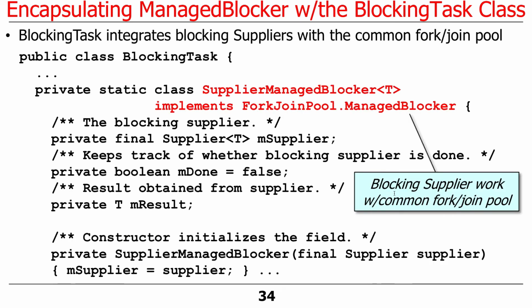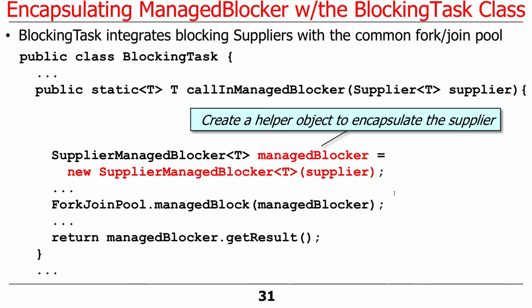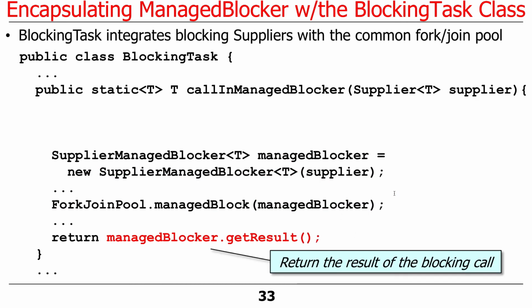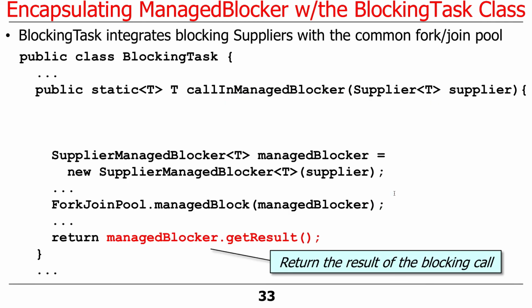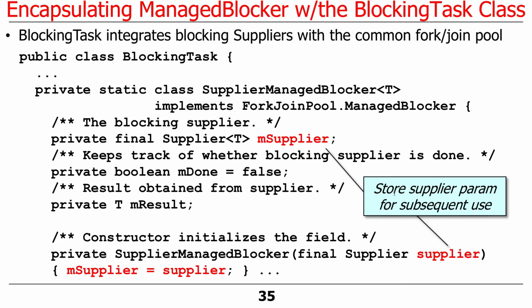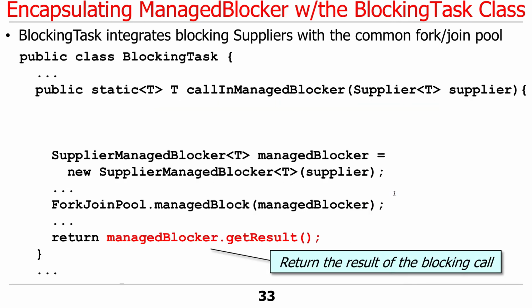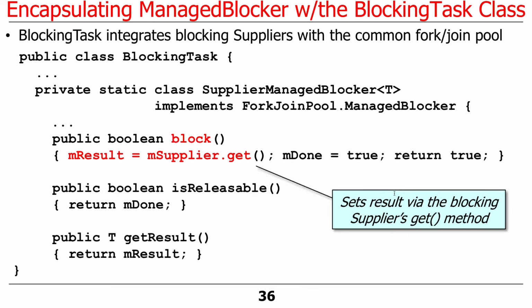Let's take a look at what is happening under the hood. SupplierManagedBlocker, which is this helper class we looked at here. This is the one that's the encapsulation class. This implements ForkJoinPool.ManagedBlocker. So this thing can be called here to pass the ManagedBlocker in. And it's got a bunch of little fields. It keeps track of the supplier, keeps track of whether it's done, keeps track of the result, and so on and so forth. And what it'll do is it'll take the supplier that was passed in over here, and it'll stash it away into a private field.